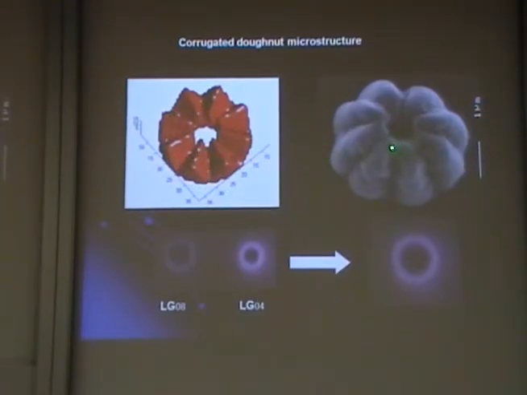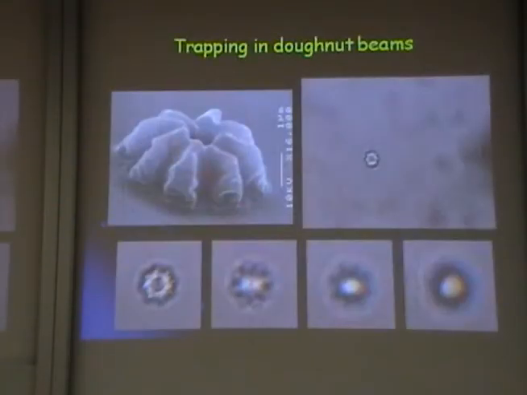calculated structure. This is its scanning electron micrograph. Okay, and that's our beam here. Okay, and so again, this is a scanning electron micrograph. And here it's in an optical microscope, of course, and it's being trapped, and it's rotating. Okay.